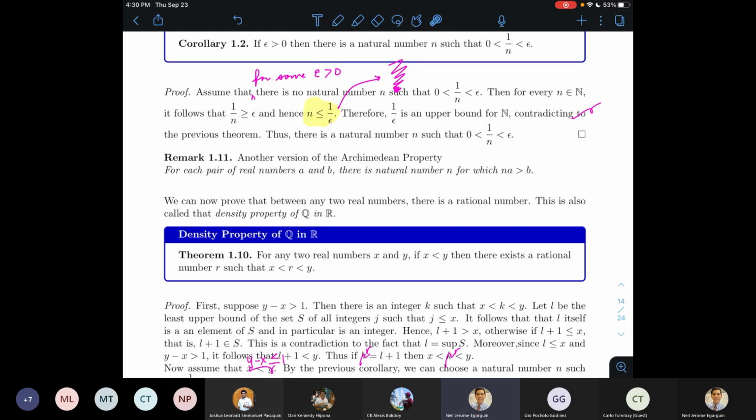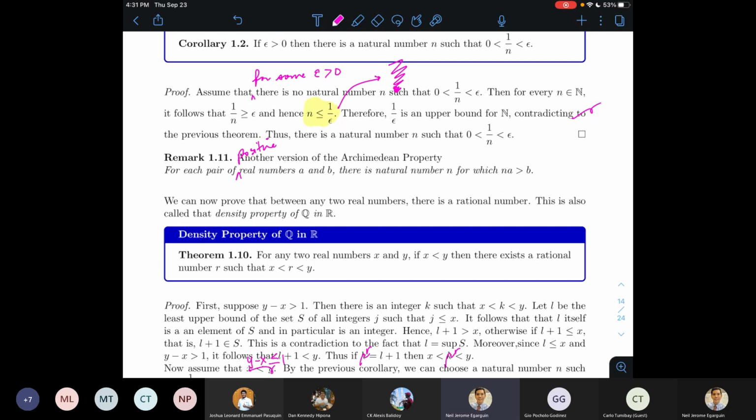Maybe we can say positive. Yeah, I think this should be for each pair of positive real numbers. There is a natural number n for which na is greater than b. Kasi magkakaproblema rin ako kung negative, no? Kung si a ay negative, tapos si n ay natural number, the product will be negative and that will not be greater than any positive number b.